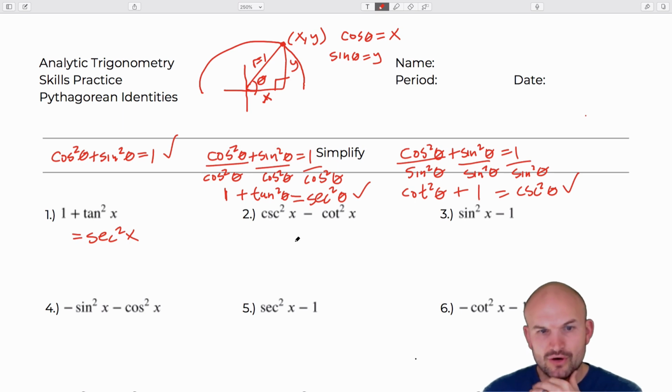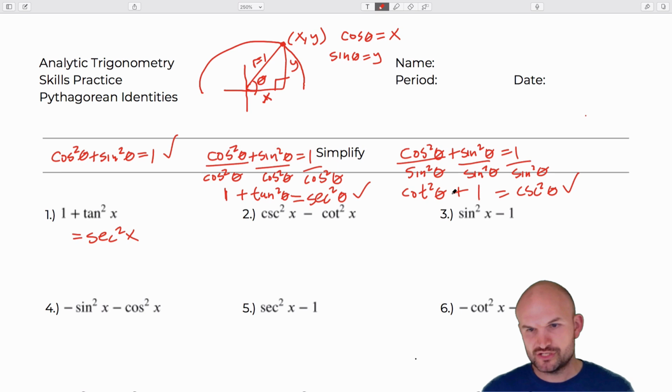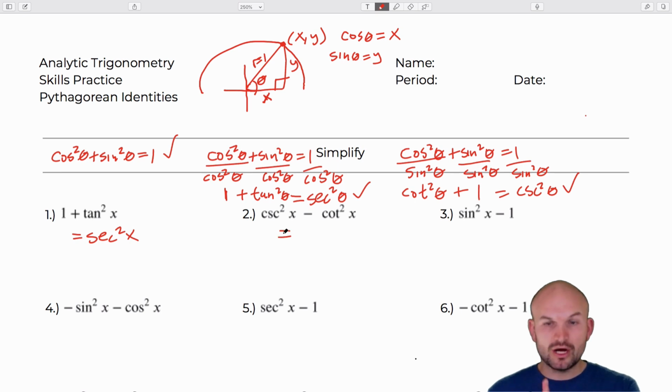This next example is one of those tricky ones that a lot of students have. We recognize we have the cosecant and the cotangent. So I'm going to take this equation here, write an equals sign, and then I'll come back to it. So let's write the Pythagorean identity here.